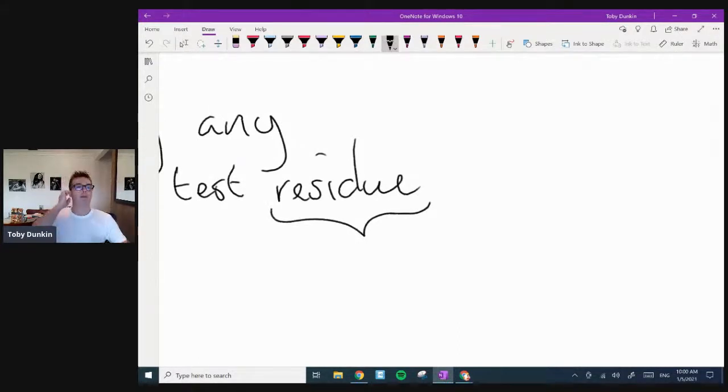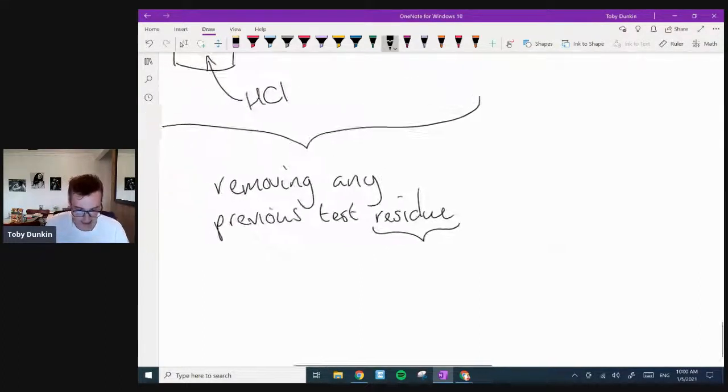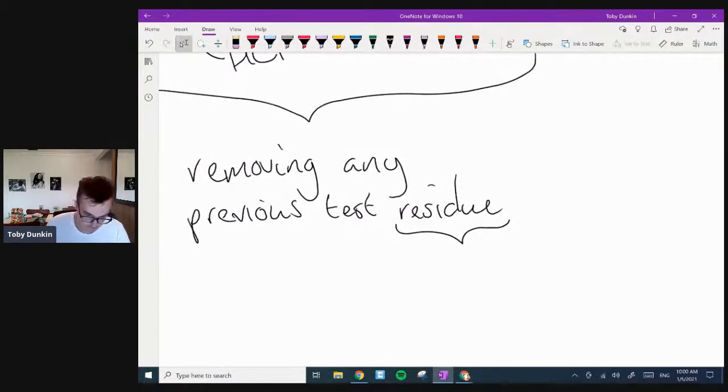Like, if you have a cup of coffee, you often find that when you get to the end of your cup of coffee, there are bits of coffee beans in there, and that's your residue. It's the solid left behind when you take out the liquid. Previous test residue, leftover solid. Maybe they hadn't washed it afterwards.